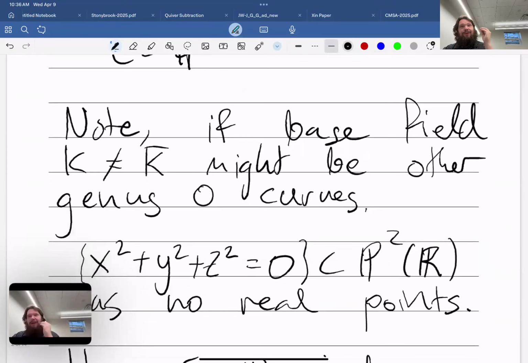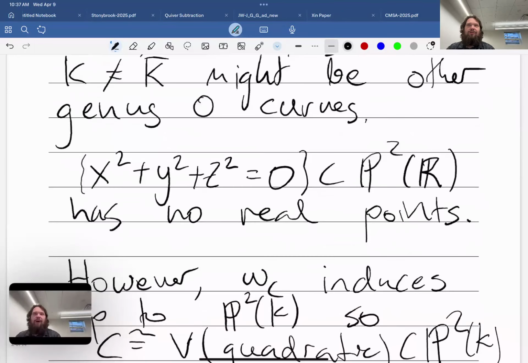Of course, if my base field is not algebraically closed, there are genus 0 curves which are not P1 of that field. We've been mostly assuming that we're algebraically closed because it simplifies things a bit, but I think this is actually a worthwhile point to think about. So, for example, if I look at the equation x squared plus y squared plus z squared, over C that gives me a copy of P1 inside P2. It's the image of the Veronese embedding. But obviously that isomorphism doesn't work over R. There are no solutions to this equation over R, whereas the usual P1 has R points.